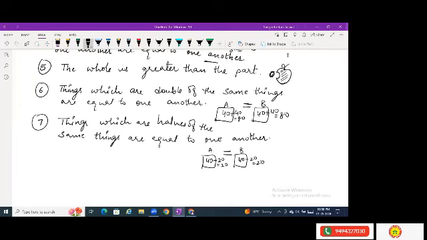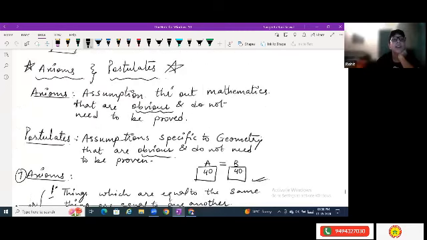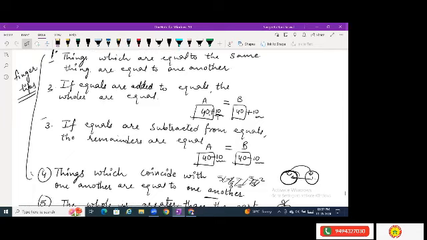So these were the 7 axioms. So what are axioms actually? Just now we said these are assumptions. Throughout mathematics, they are obvious and do not need to be proved. Did you understand what these assumptions are? So these were very common facts.